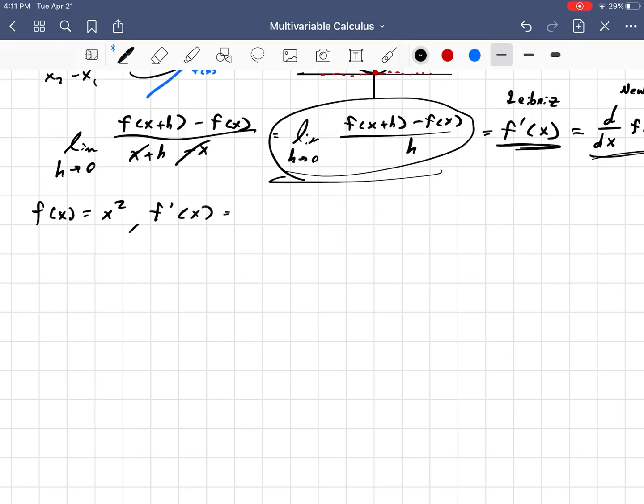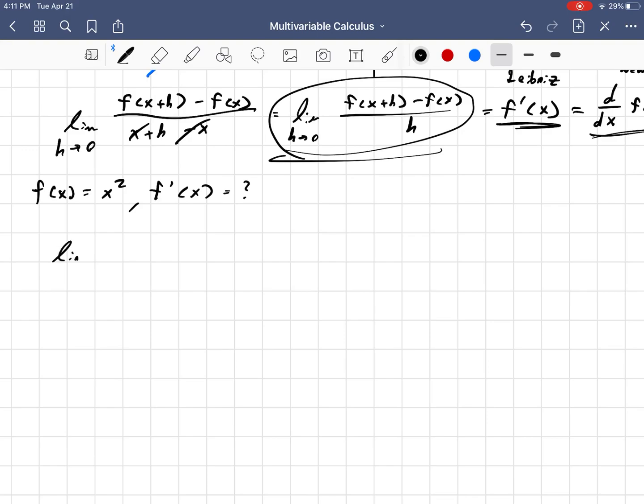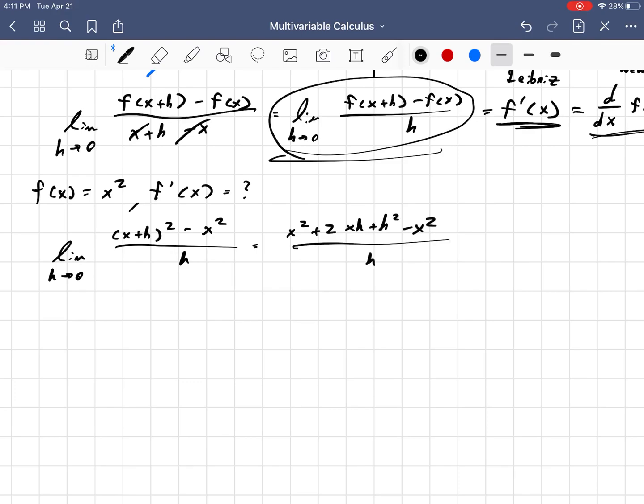Let's find, using the limit definition of the derivative, if we have the function f of x being, I don't know, x squared. I picked x squared. We want to find f prime of x, the derivative of f with respect to x. Now, that is the same thing as the limit as h goes to 0 of f of x plus h. So f of x is x squared. So f of x plus h is x plus h squared minus x squared over h. And this is the same thing as x squared plus 2xh plus h squared minus x squared all over h. We're still taking the limit as h goes to 0.